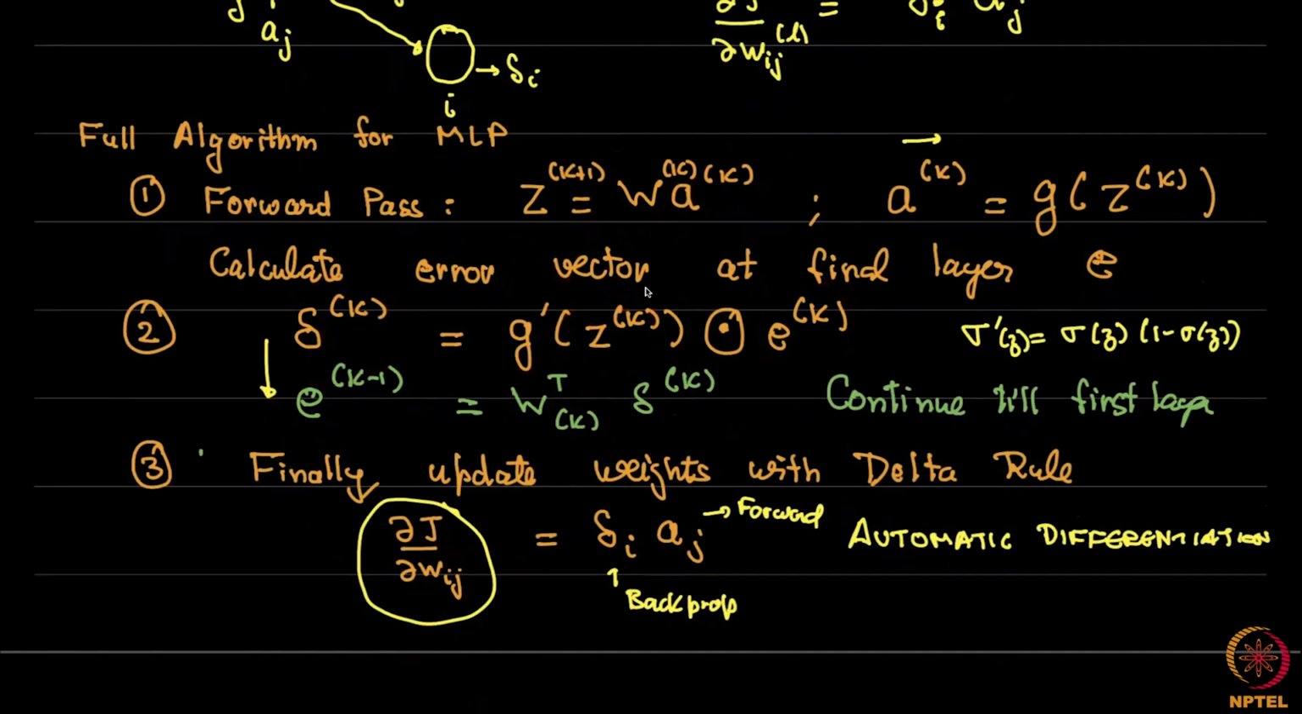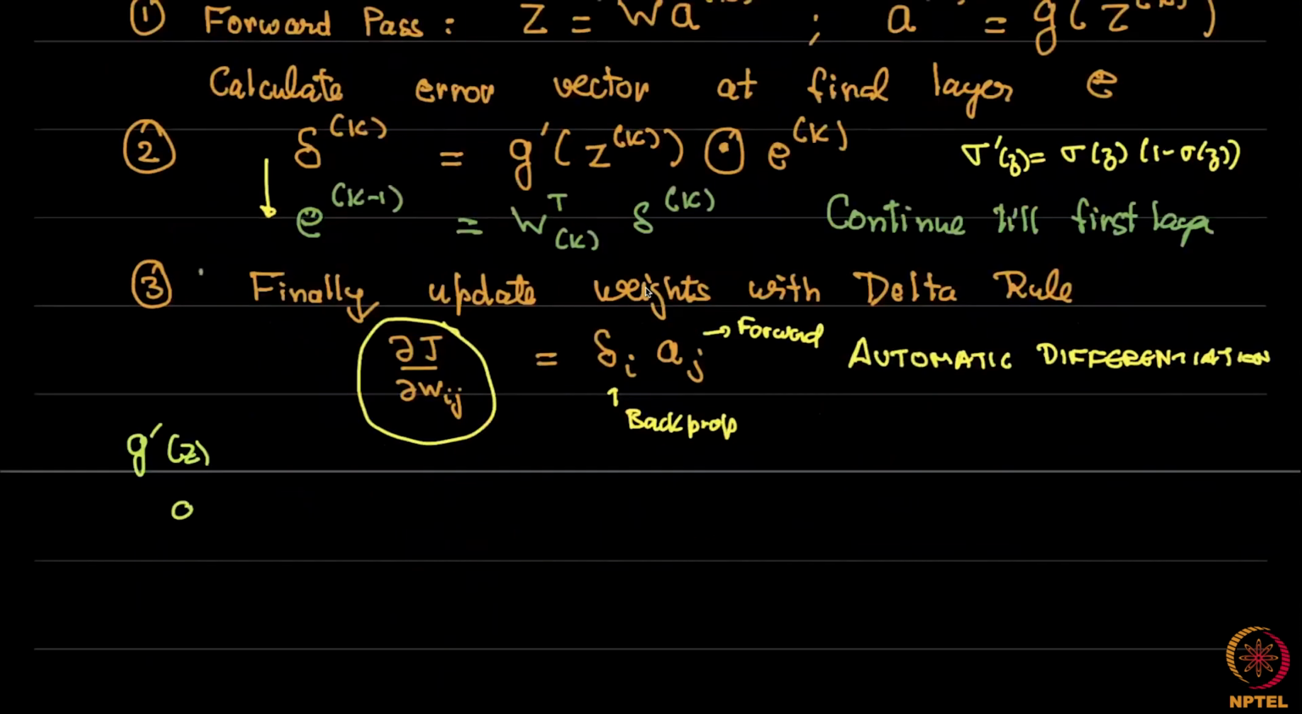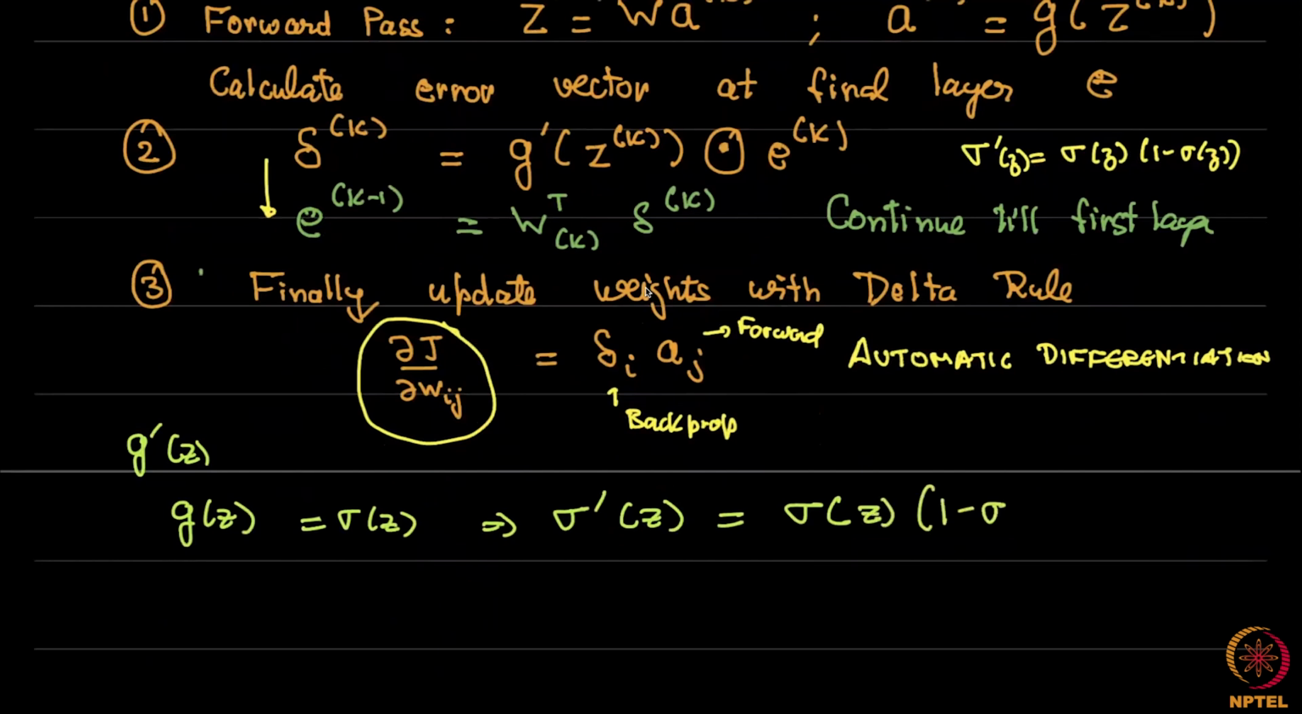Recall that when I look at G prime of Z for G of Z being sigmoid, it means that sigmoid prime of Z is sigmoid of Z times (1 minus sigmoid of Z). Once again, I had discussed this in our earlier videos.